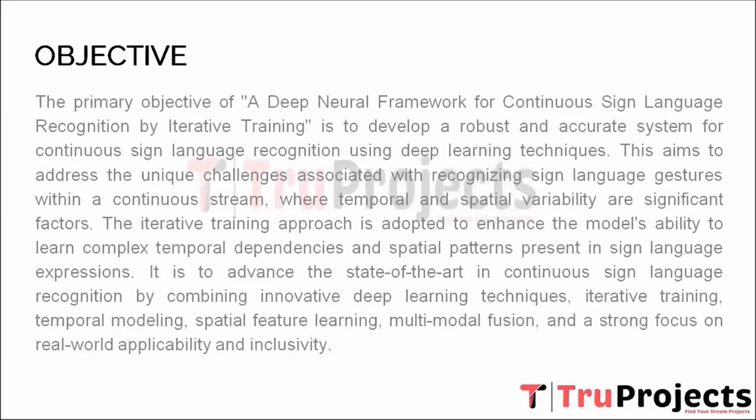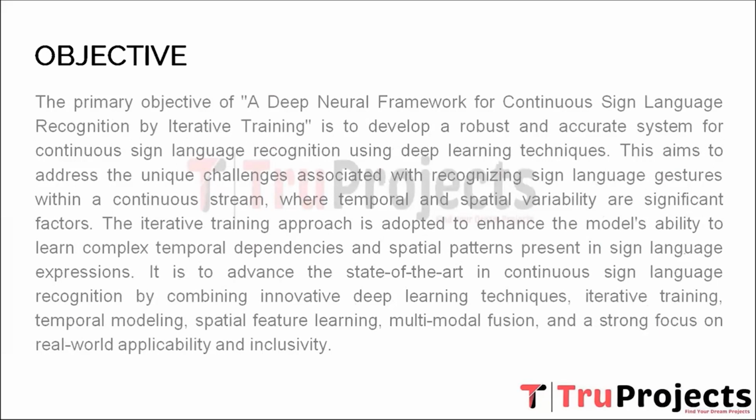So our main objective for this project of a deep neural framework for continuous sign language recognition by iterative training is to advance the state of the art in continuous sign language recognition by combining innovative deep learning techniques, iterative training, temporal modeling, spatial feature learning, multimodal fusion, and a strong focus on real-world applicability and inclusivity.